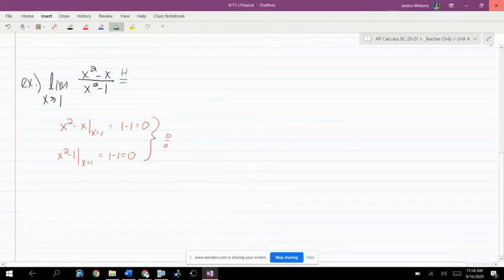I always put an H over the equal sign so that the person reading my work knows that I'm doing L'Hopital. And now we're going to take the derivative of the top. Derivative of x squared minus x is 2x minus 1. And then we're going to take the derivative of the bottom. That's 2x. And then we're going to stop and reevaluate. So back to step 1, plug in. 2 minus 1 is 1, and then 1 times 2 is 2. So that answer is a half. Done. The end. Next question.